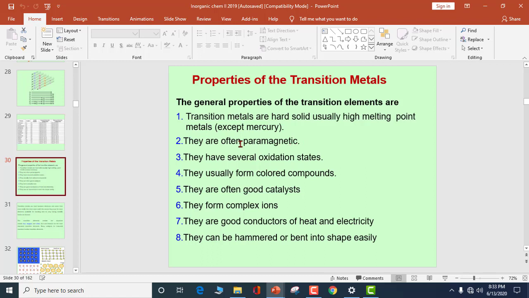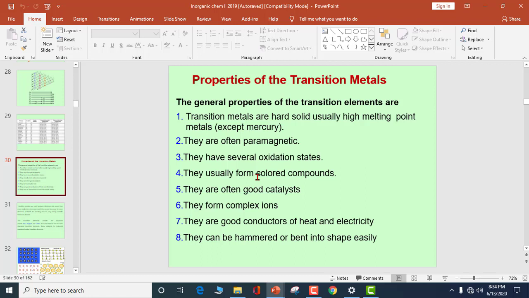You see that each element which has unpaired electrons is more paramagnetic, and similarly they have more oxidation states. This oxidation state is also due to the presence of 4s and 3d orbitals, which are outermost and quite far from the nucleus. So that is why it is very easy to lose an electron. Depending upon the situation, transition elements may lose 1 electron, 2 electrons, 3 electrons, 4 electrons. So they have several oxidation states.